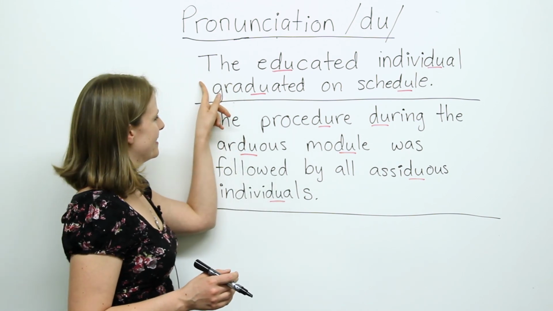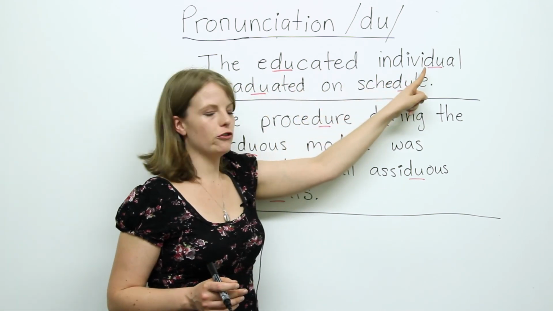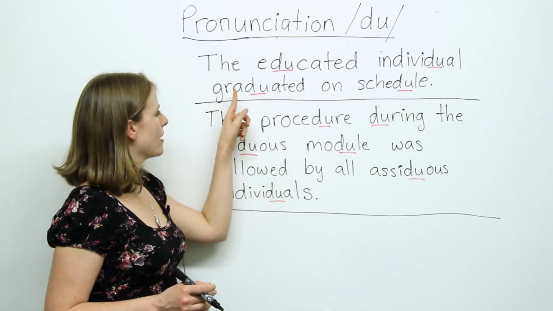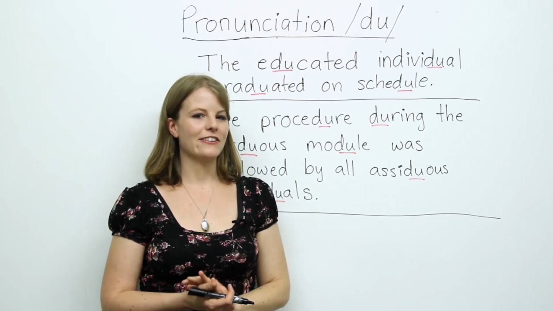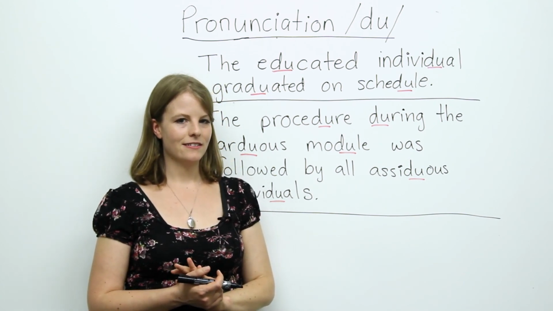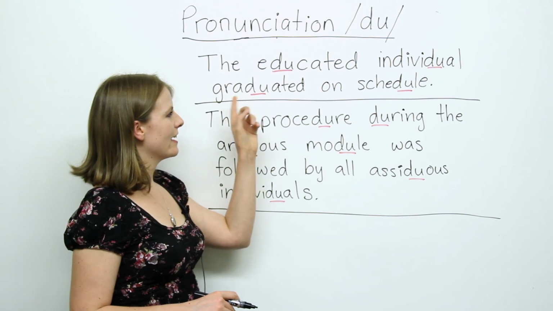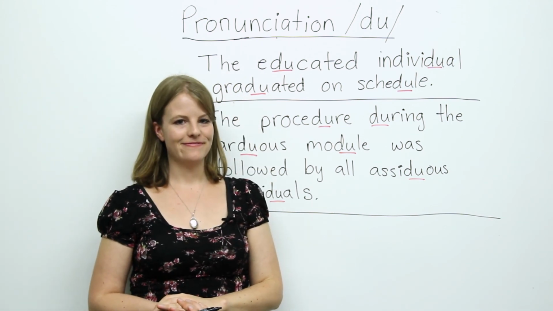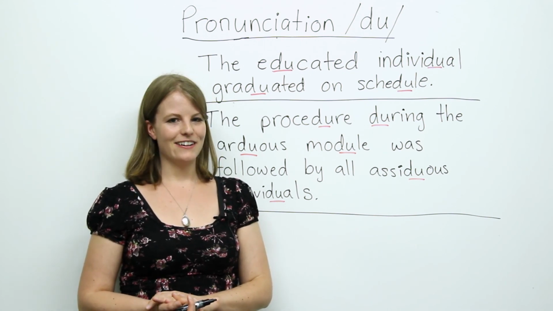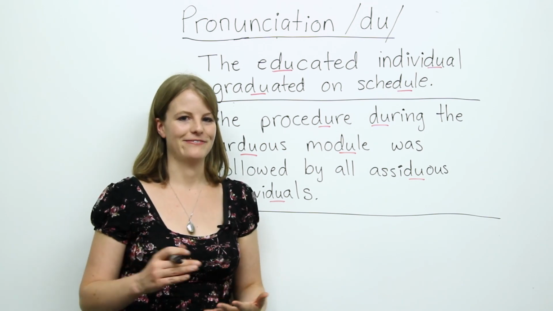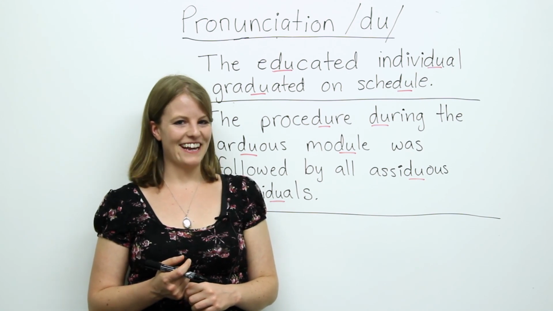So the first sentence is: the educated individual graduated on schedule. Okay? So say that to yourself. Okay, so now we're going to do this a little bit faster. The educated individual graduated on schedule. Okay, can you do it that fast? Okay, and now we're going to do it as fast as we can do it. The educated individual graduated on schedule. Okay, can you do it as fast as that?